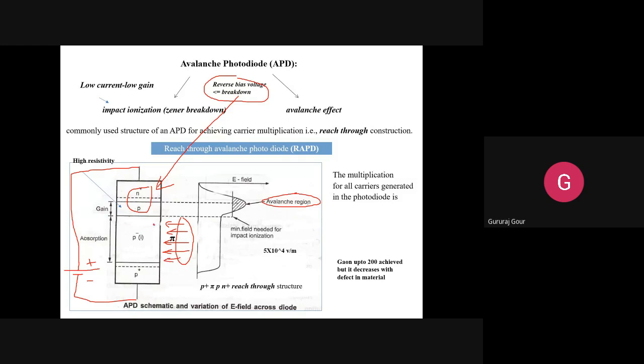Your photons are coming here, involving the recombination process, generating EH pairs. So here EH pairs will be generated. So these EH pairs are made to achieve saturation velocity because of this condition.